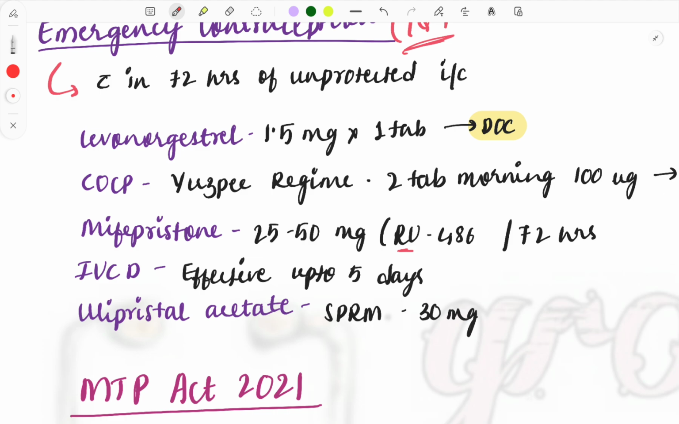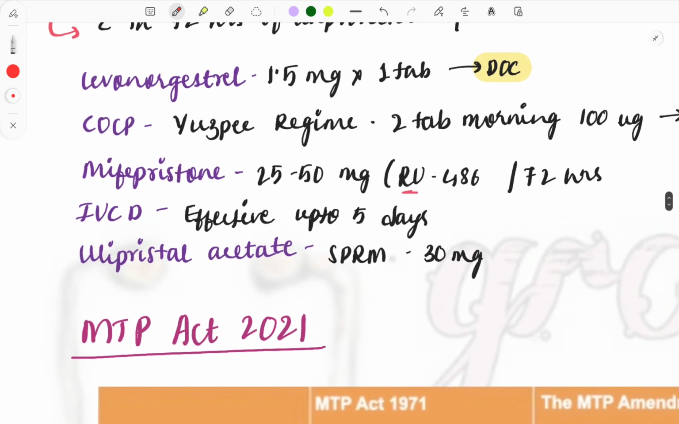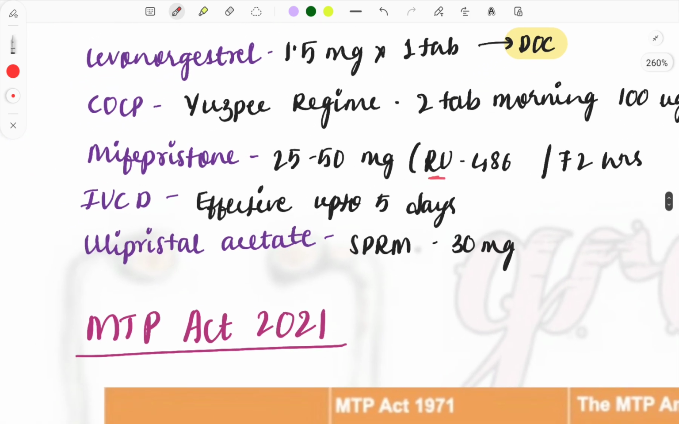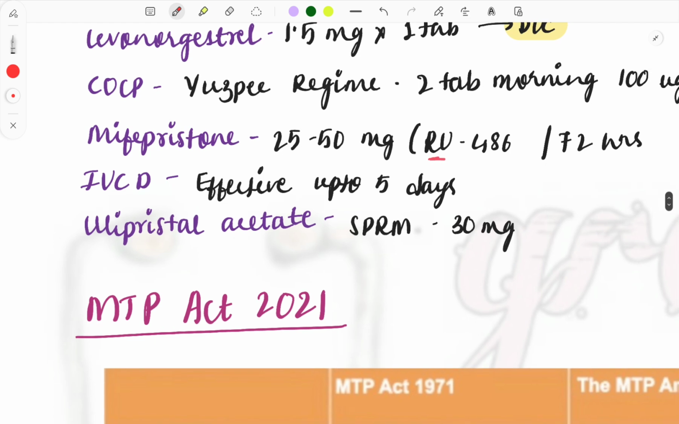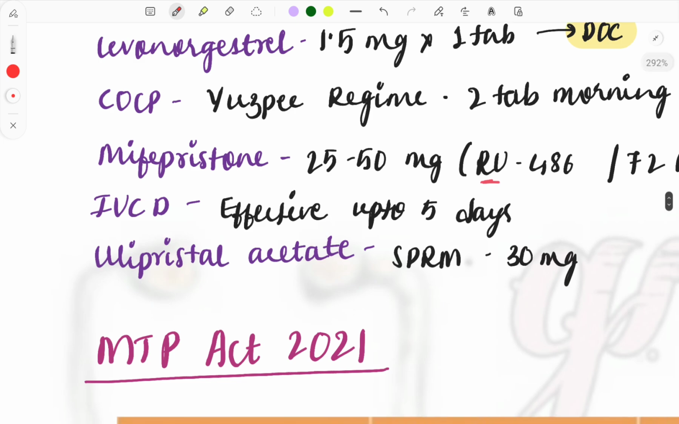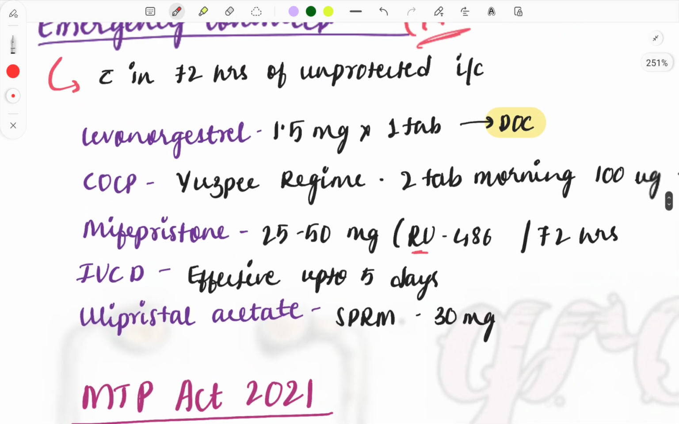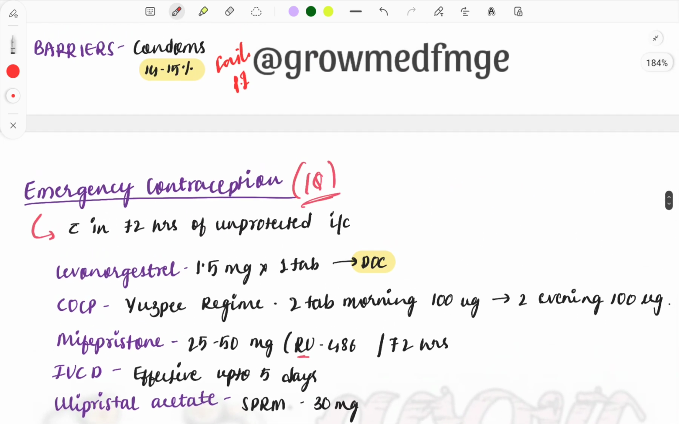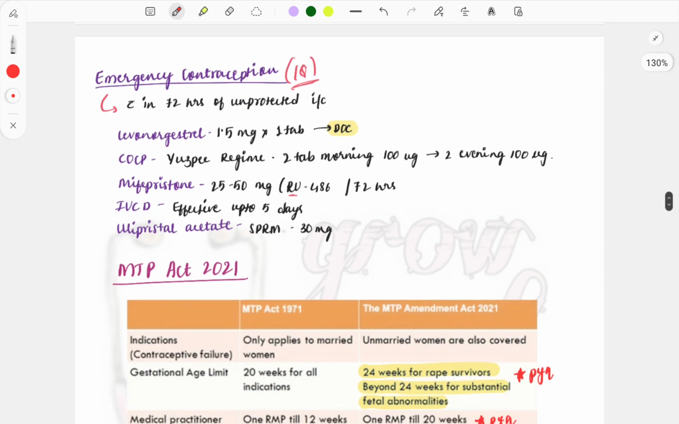Then mifepristone, which is also called RU486. So this is the dose, and this dose we will be giving. IUD is effective up to 5 days, and ulipristal acetate is an SPRM, 30 mg. Selective progesterone receptor modulator, okay, ulipristal, and we will give 30 mg. So this was about the emergency contraception.